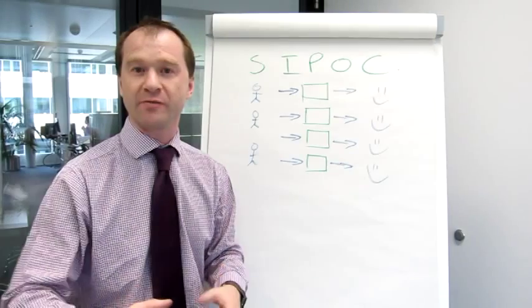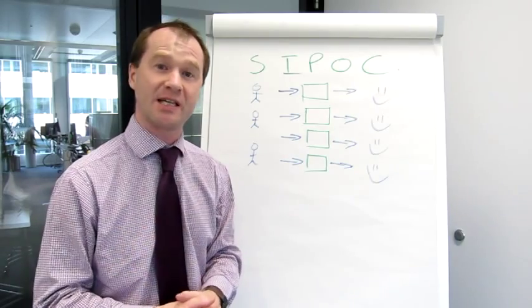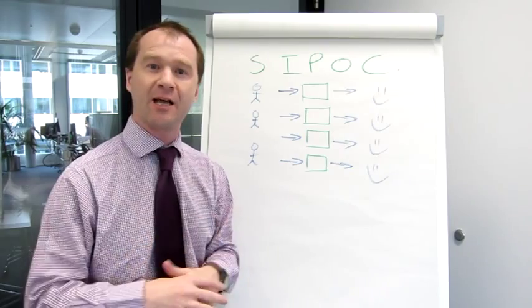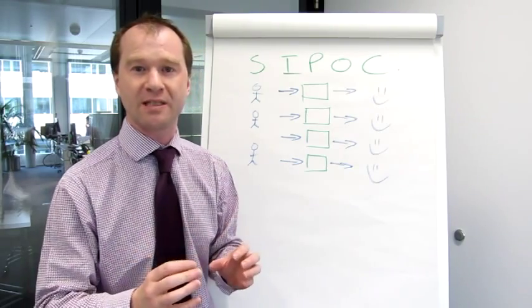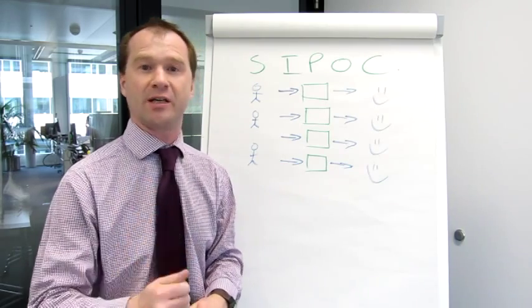The benefits of using a SIPOC helps us accelerate the crystallization, first of all, of the scope of the process. Then it helps us identify the critical stakeholders like the suppliers and, even more importantly, who our customers are.